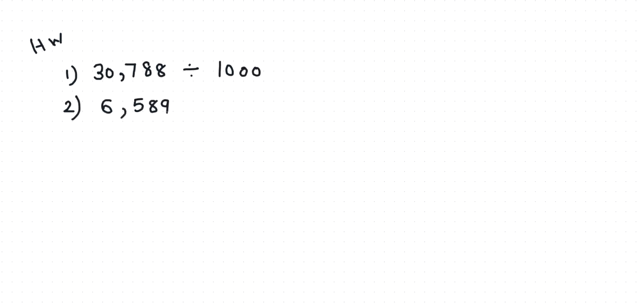For today's homework, you'll have a division sum, which is 30,788 divided by 1000. The second sum will be 6,589 divided by 12.